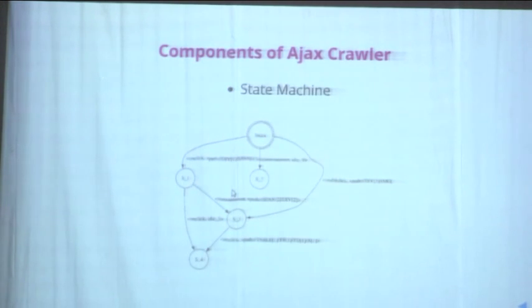So what are the components of our Ajax crawler? This is a state machine. The state machine is a component. What the state machine stores is the state of the particular web application. There's an index page. Suppose there's a state machine, what does it have? It has nodes, it has edges.